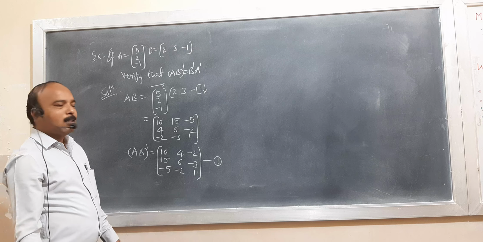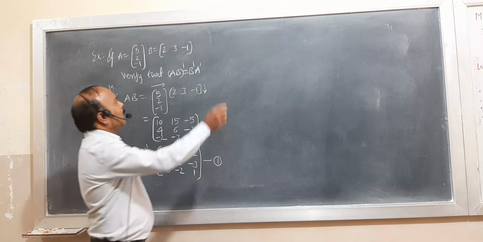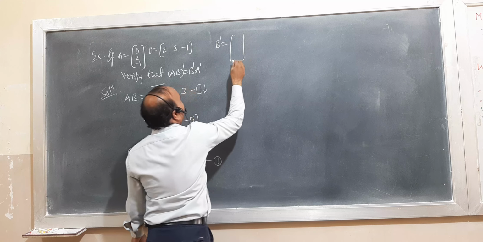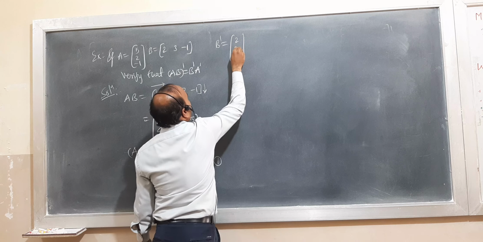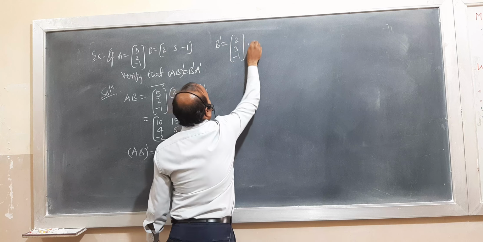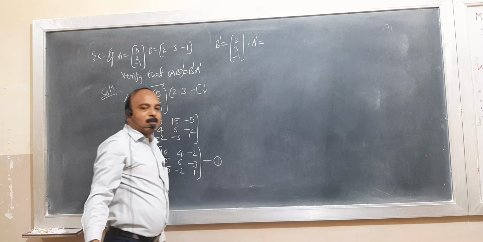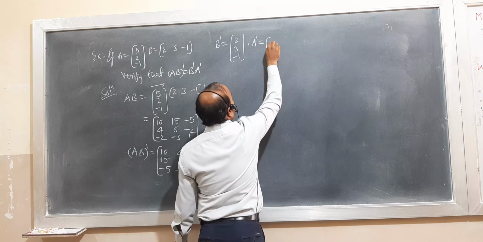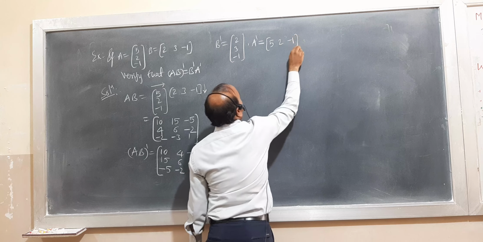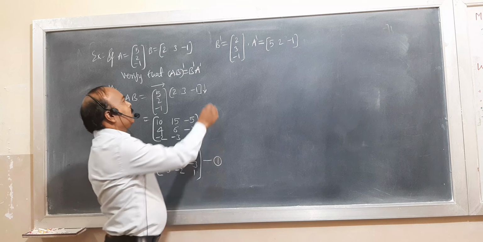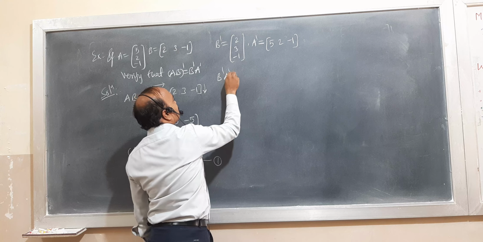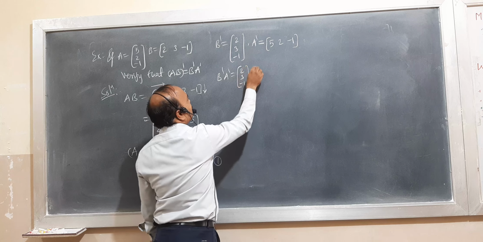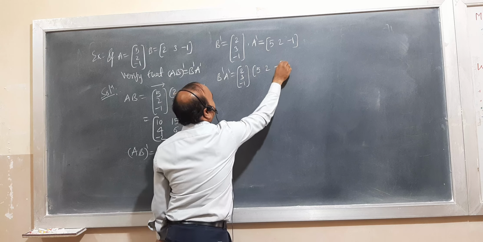It is (AB)'. Next we go for B', that is the transpose of B. Now it changes to a column matrix, that is 2, 3, minus 1. After that we go for A'. Now it changes to a row matrix, 5, 2, minus 1. Next we go for B'A'. B'A' is given by 2, 3, minus 1 into 5, 2, minus 1.